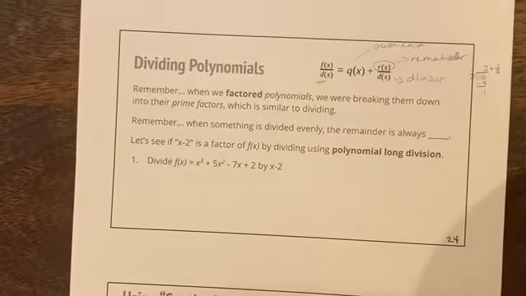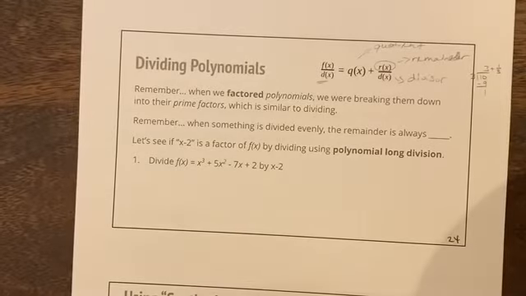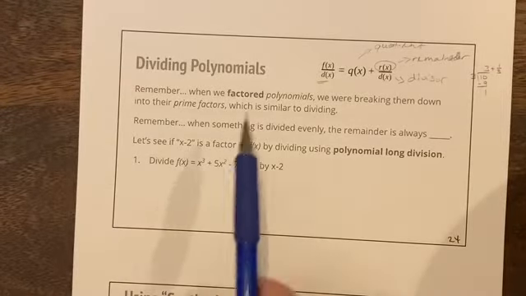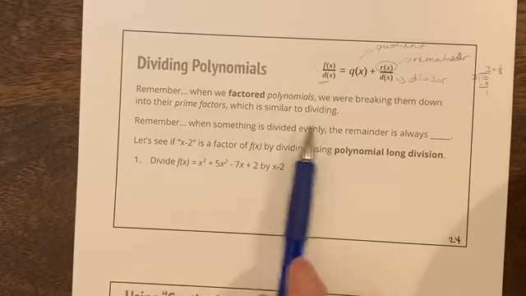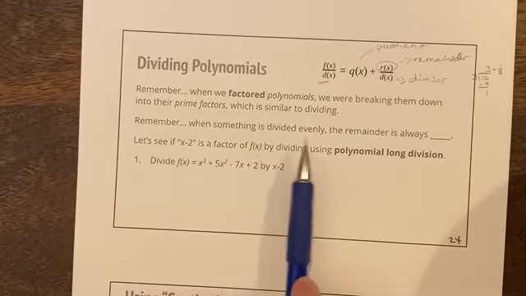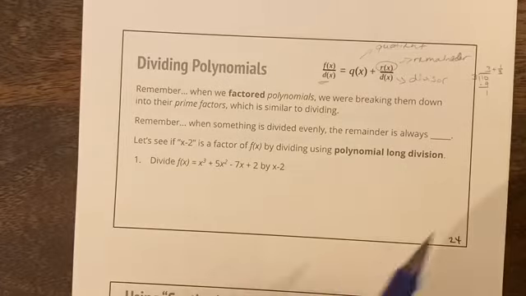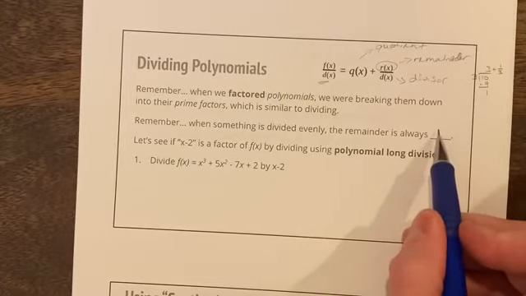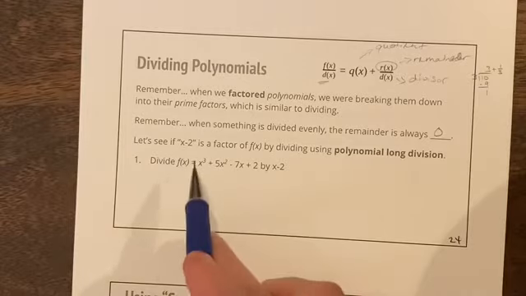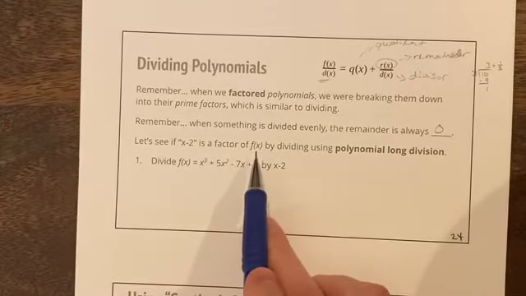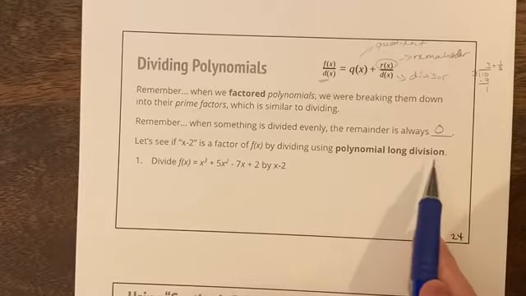I'm going to zoom in a little bit. So it says, remember when we factored polynomials, we were breaking them down into their prime factors, which is similar to dividing. Remember when something is divided evenly, the remainder is always 0, right? If this was evenly divisible, then our remainder would have been 0, which it wasn't. Let's see if x minus 2 is a factor of f of x by dividing using polynomial long division.